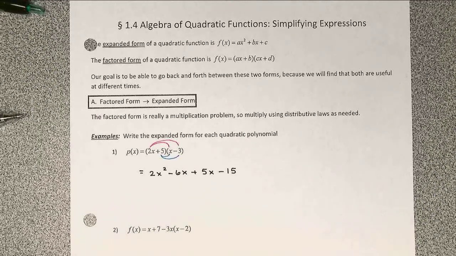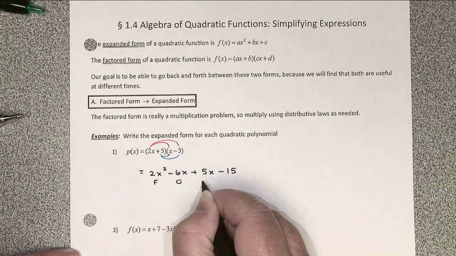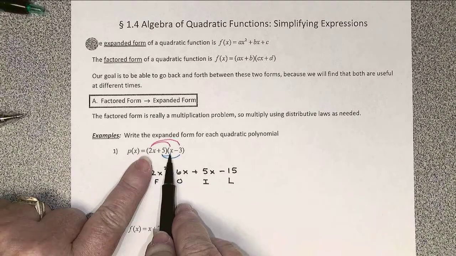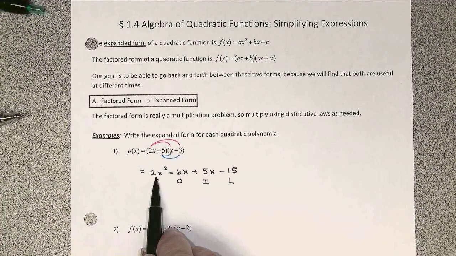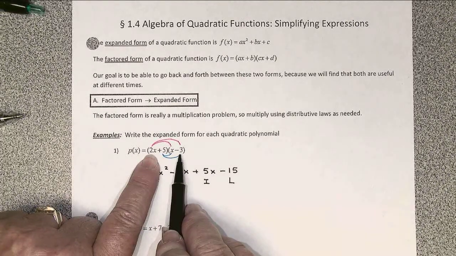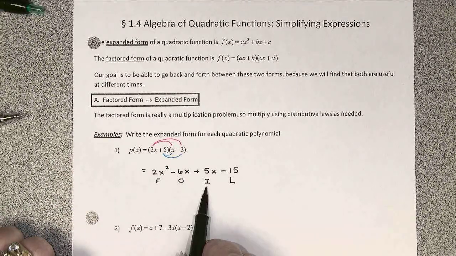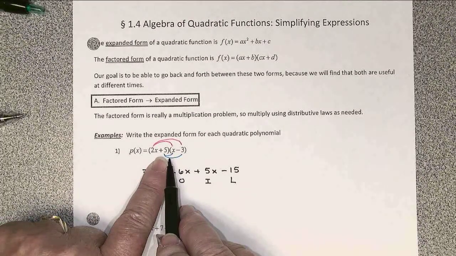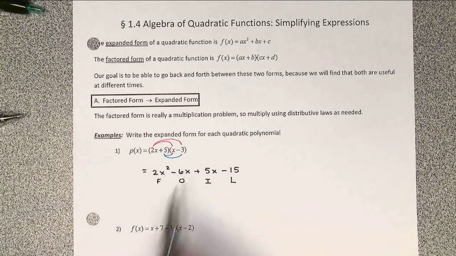And remember it using the acronym FOIL, F-O-I-L, which stands for first, outer, inner, and last. First means you multiply the first terms of each binomial. 2x times x gave us the 2x squared. O stands for outer, the outermost terms of the binomials. 2x times negative 3 is negative 6x. I for inner, the innermost terms of the binomials, 5 times x. And finally the L for last, the last term of each binomial, giving us negative 15 here.